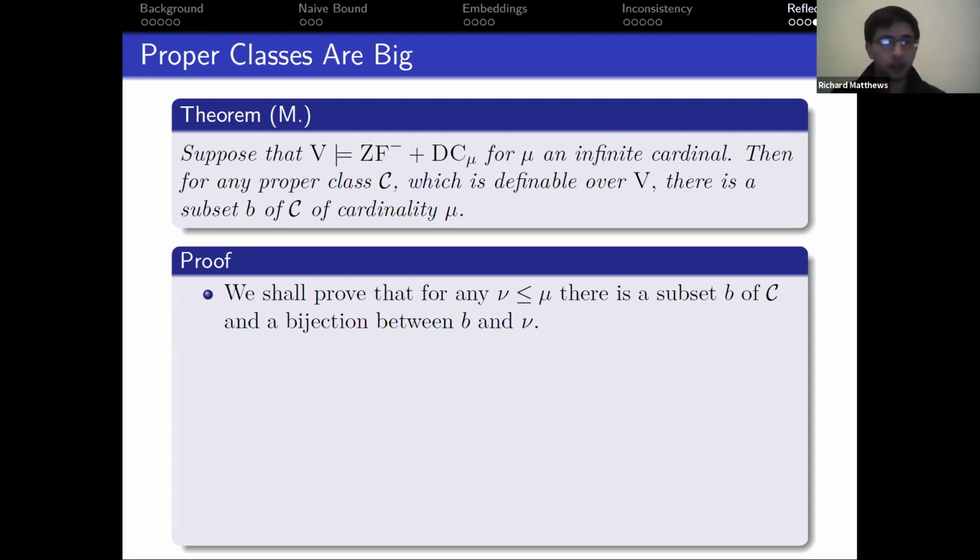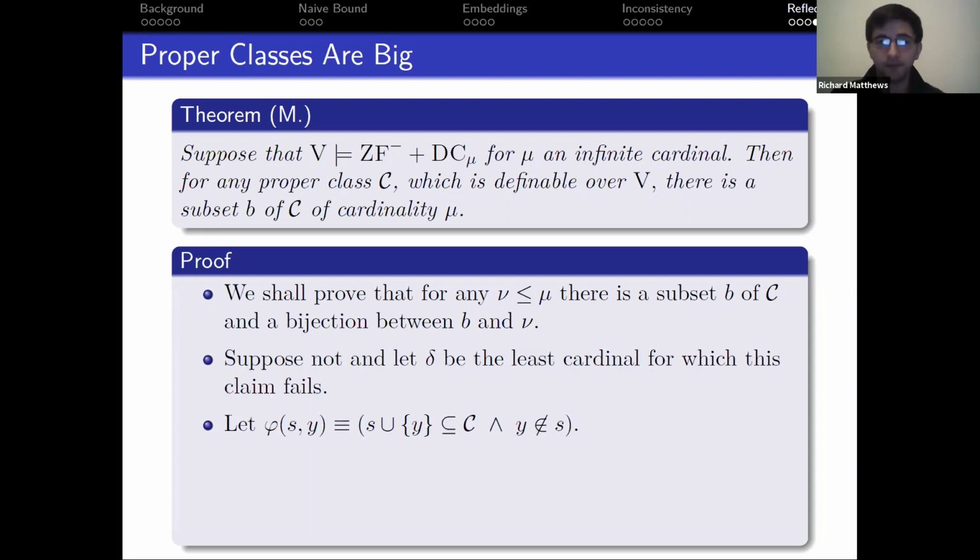And what I shall in fact prove is that for any nu less than or equal to mu, I can find a subset of C and a bijection between this subset and nu. Obviously, these are the same statement. So let's suppose this doesn't hold. Then we can let delta be the least cardinal for which this claim fails. And we can let phi of S, y be the statement that S union the element y is a subset of C, and y is not in S. So it's just the standard sort of way you'd use DC in this. So this obviously satisfies the hypothesis of DC delta because I'm working with a proper class.